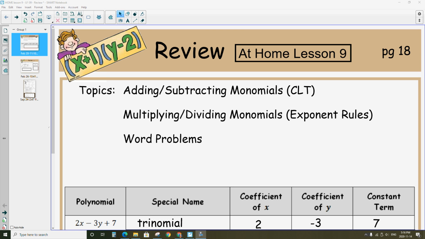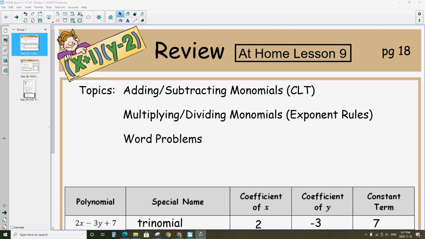Hi everyone. So we are on lesson 9 of the algebra unit booklet that you're working through right now. And this is your review lesson. So this is going to be a short one. I'm just going to go through one word problem type of question.